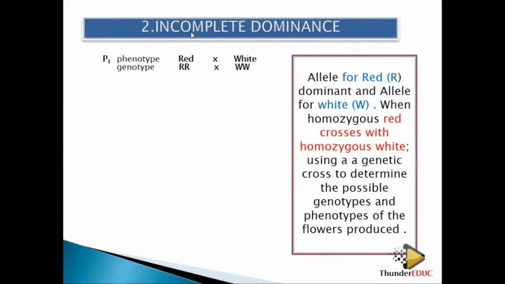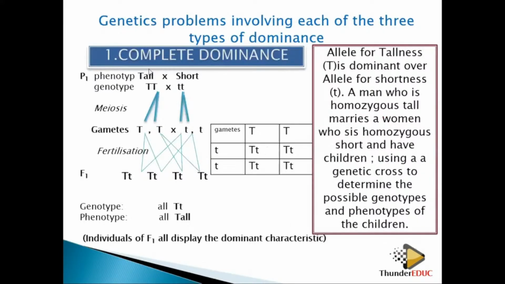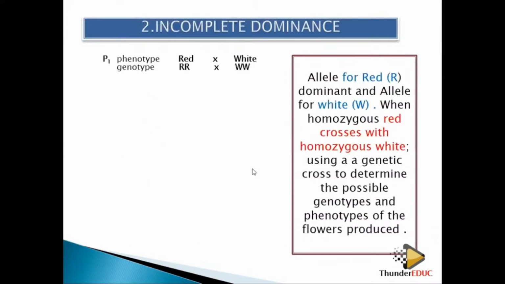In complete dominance, you saw that you have the capital letter and the small letter. But in incomplete dominance, neither of the alleles is completely dominant over the other. Then it means that we don't have a small letter there. So an allele for red and an allele for white are both dominant. When the homozygous red crosses with the homozygous white, both of them are dominant. Using a genetic cross, determine the possible genotype and the phenotype of the flowers produced.